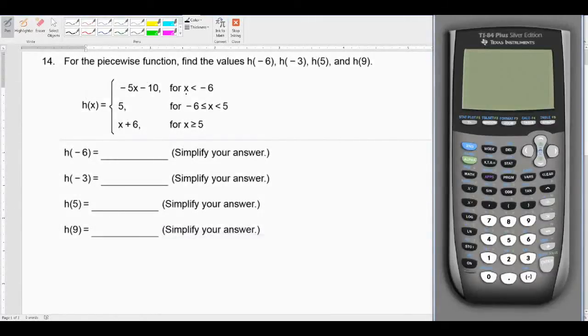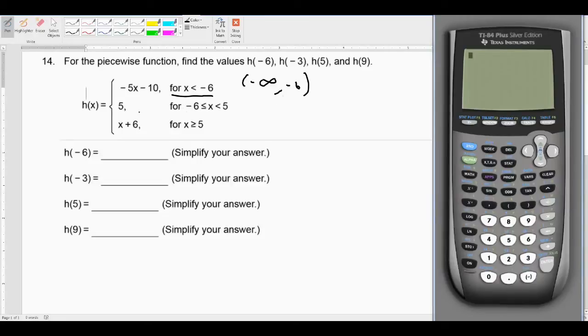For this example, we're given a piecewise function, and we're going to find four different values. And notice the piecewise function has three different parts, or pieces. Now, this part is the domain restriction. What this is saying is all the real numbers less than negative 6, but negative 6 is not included. So if you want to see interval notation, it'd be like that with parentheses.